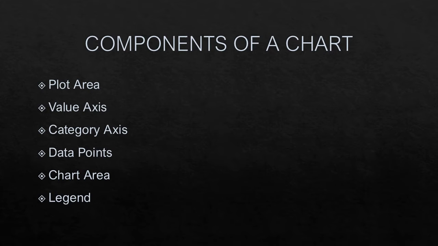Next we have the components of a chart. The first one is plot area, second one is value axis, third one is category axis, fourth one is data points, fifth one is chart area, and sixth one is legend. Let's see them one by one.